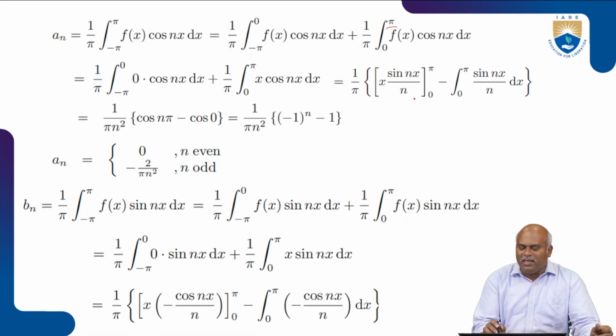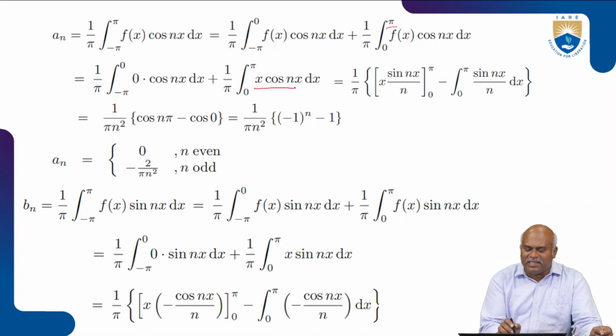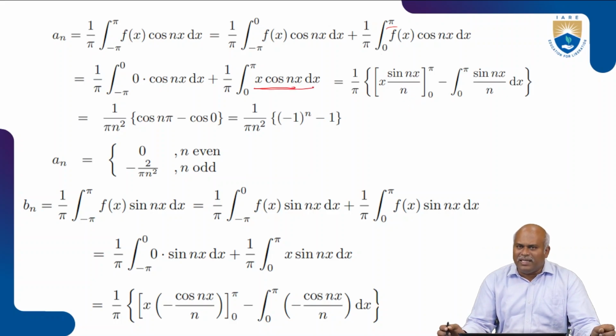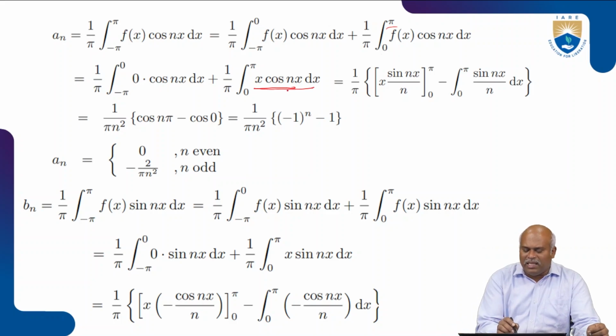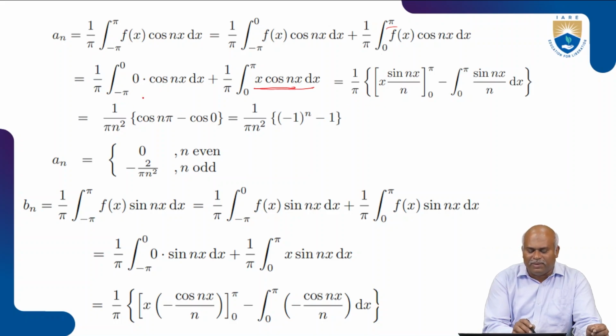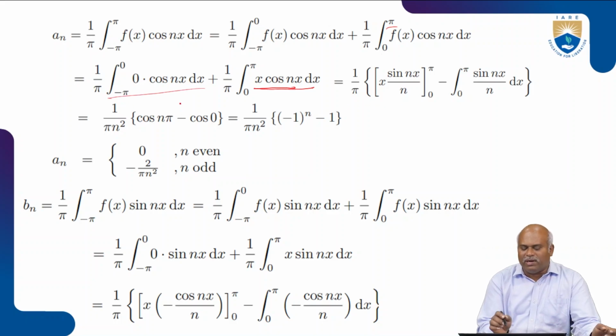We get the equation, and in this case we followed the integration by substitution method. The portion from minus pi to 0 is represented as 0, so we don't need to calculate it. Only this portion we need to calculate. So here we use the integration substitution equation, and that gives the output in this form.